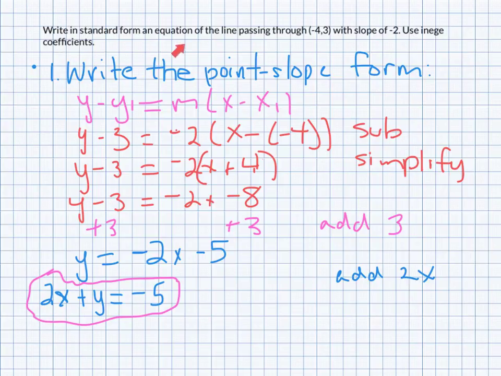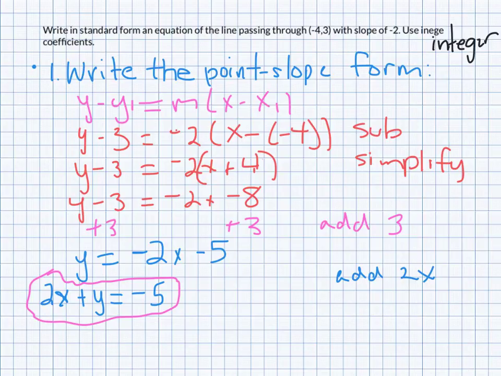Write in standard form an equation of the line passing through the point negative 4, 3 with a slope of negative 2. This is supposed to say integer. It says intig. I don't know what that is. Let me fix that. It's supposed to say integer.